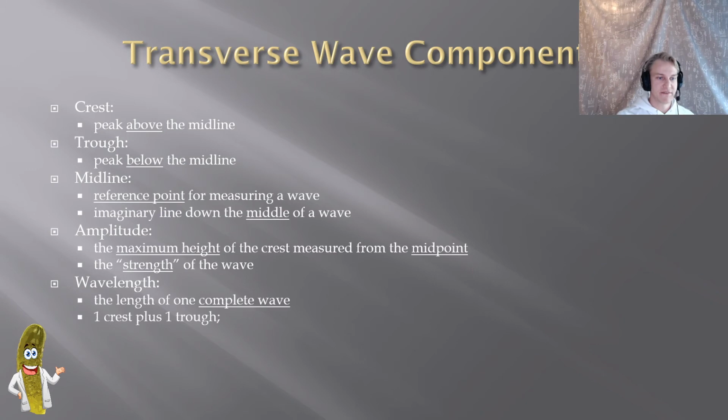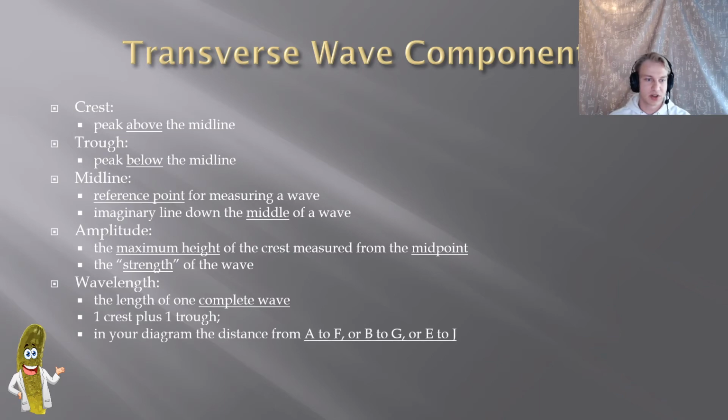So here's some definitions of these different points. Crest is just a peak above the midline. Trough is a peak below the midline. The midline is the reference point for measuring a wave, and it's also an imaginary line down the middle of a wave. Amplitude is the maximum height of the crest measured from the midpoint, and the strength of the wave. And then the wavelength is the length of one complete wave, one crest plus one trough.